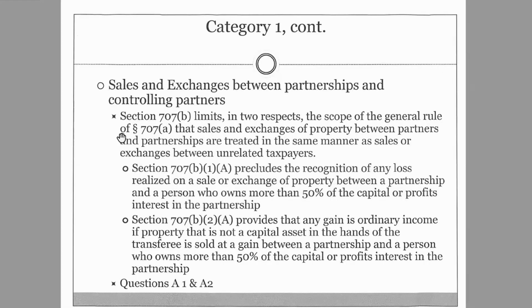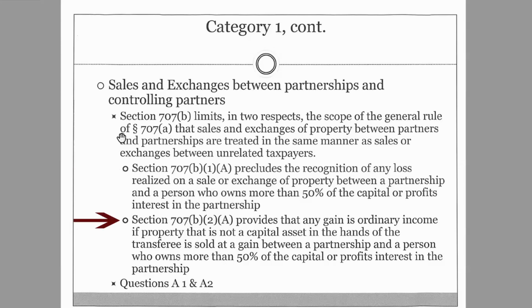Sales and exchanges between partnerships and controlling partners. Section 707B limits, in two respects, the scope of the general rule of 707A that sales and exchange of property between partners and partnerships are treated in the same manner as sales or exchanges between unrelated taxpayers. Section 707B1A precludes the recognition of any loss realized on a sale or exchange of property between a partnership and a person who owns more than 50% of the capital or profits interest in the partnership.